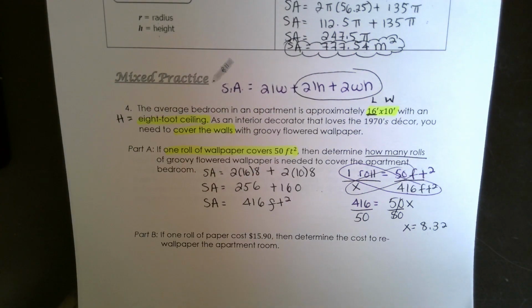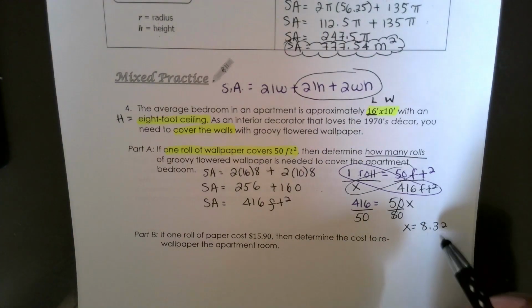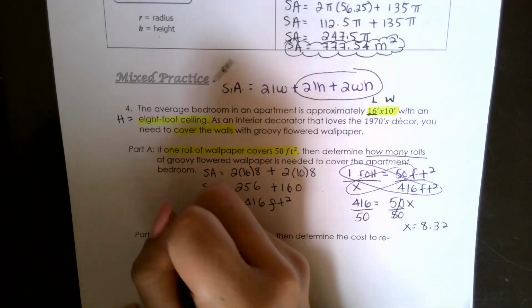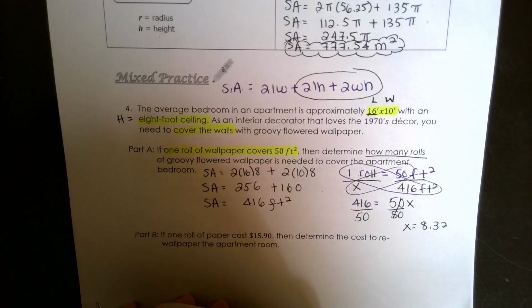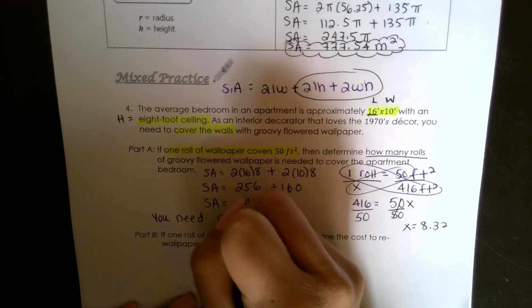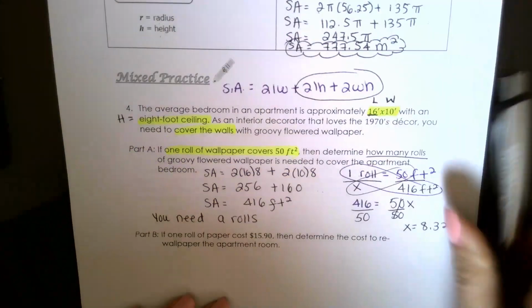Because it's actually a real world problem, you need a bit more. If you just have 8 rolls, you still need a little extra. So the answer here is you need 9 rolls. How many rolls? You need 9 rolls. So that's why we're rounding up for this particular problem.